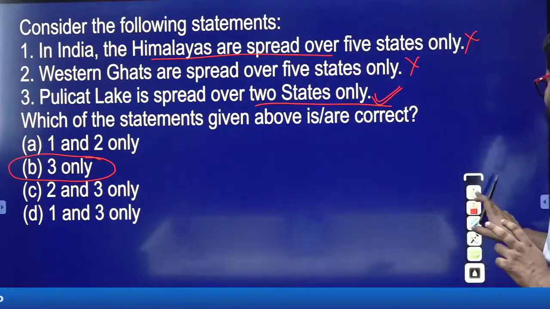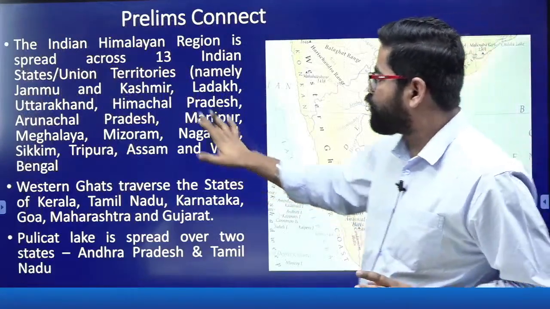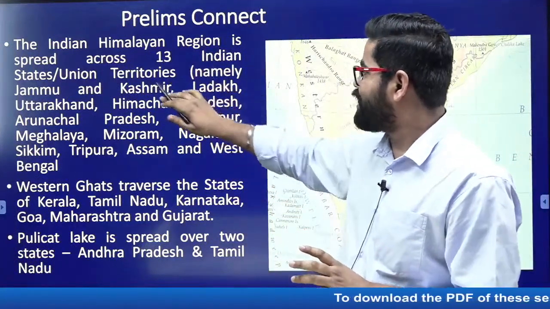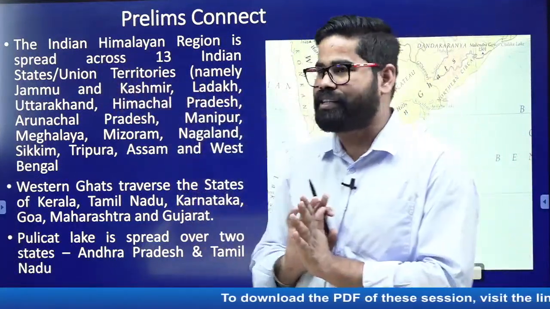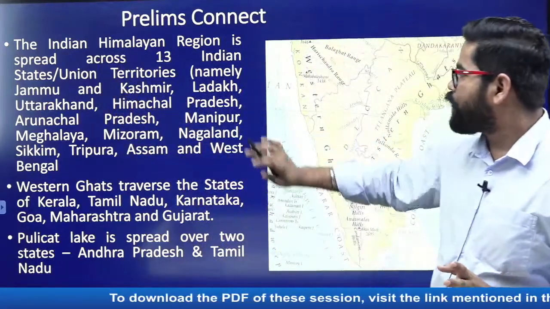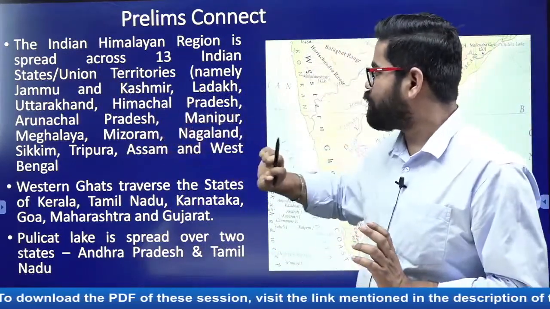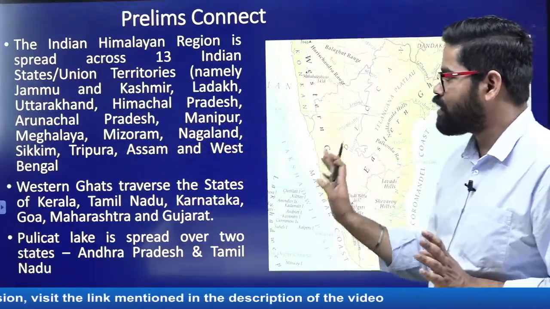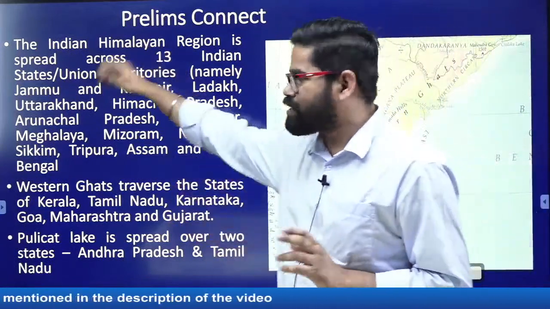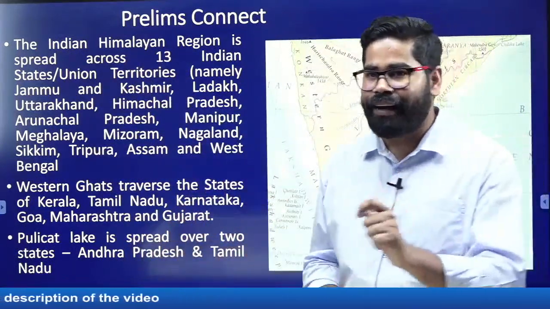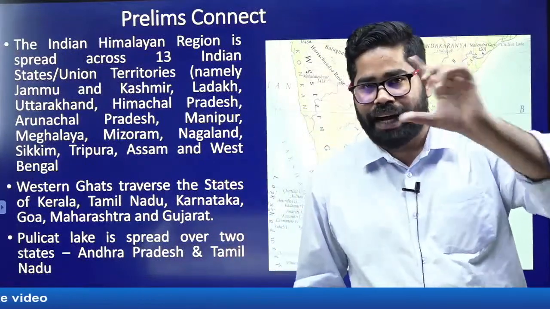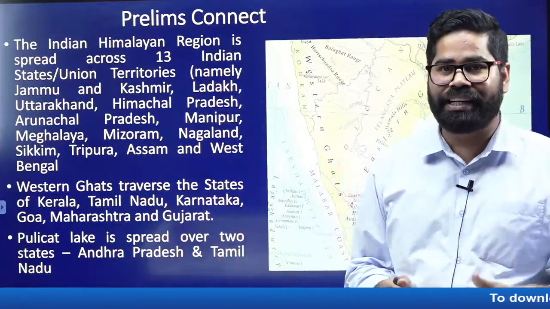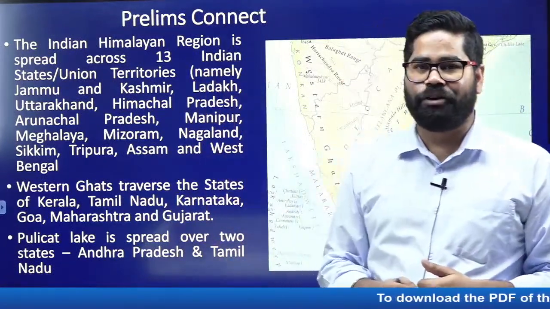Okay. See here, if we talk about Himalaya, according to Niti Aayog reports, the Indian Himalayan region is spread across 13 Indian states or union territories, okay, and they are Jammu and Kashmir, Ladakh, Uttarakhand, Himachal Pradesh, Arunachal Pradesh, Manipur, Meghalaya, Mizoram, Nagaland, Sikkim, Tripura, Assam and West Bengal, okay. So they are counting this entire region of northeastern states and West Bengal plus the entire northwestern Himalayas. So now we have around 13 states or union territories over which the Himalaya extends, okay.